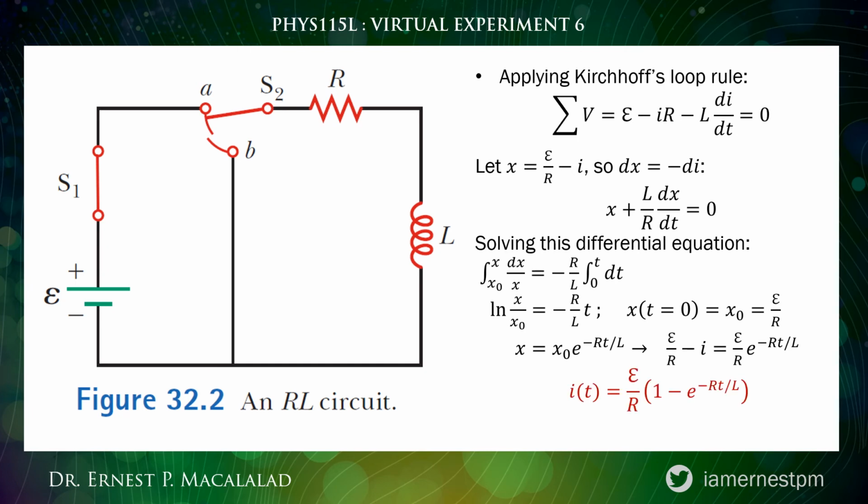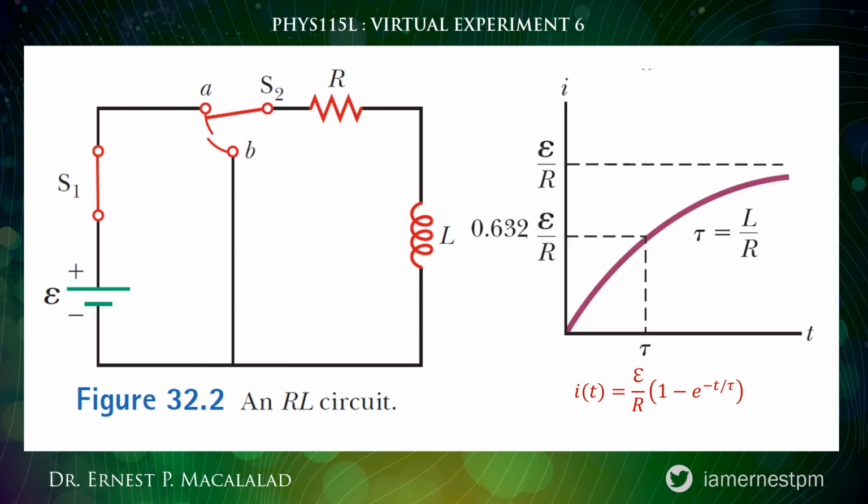This tells us how the current in this circuit changes with time. You will notice that I is equal to E over R times 1 minus e to the negative Rt over L. Here we define what we call the time constant tau, equal to L over R. If you plot this equation, it gives an exponentially increasing graph. Because of the presence of the inductor, the current will not jump rapidly to E over R; instead it changes gradually.